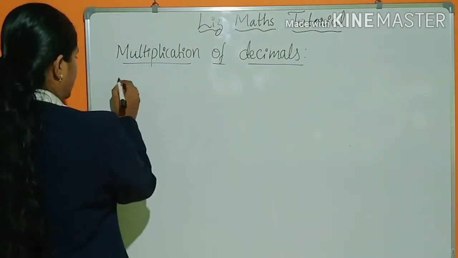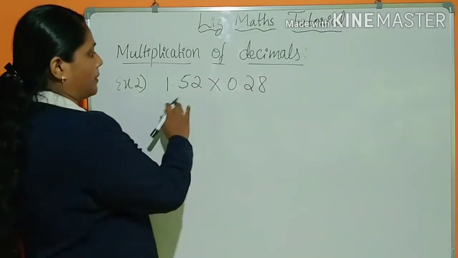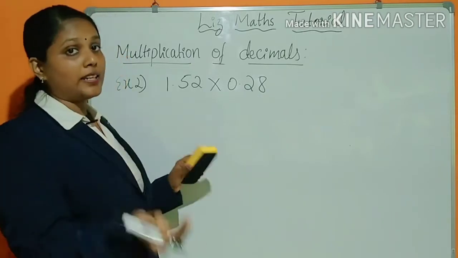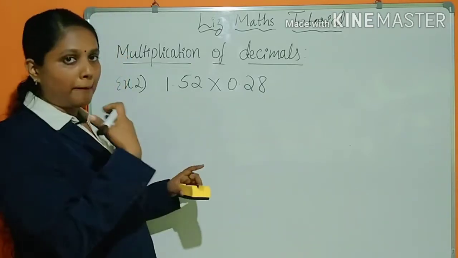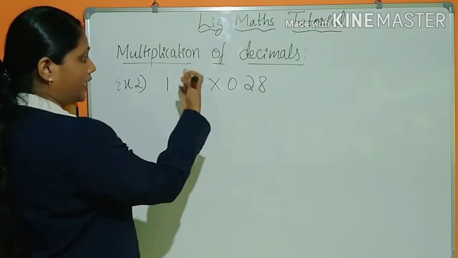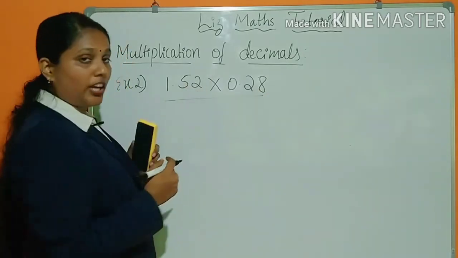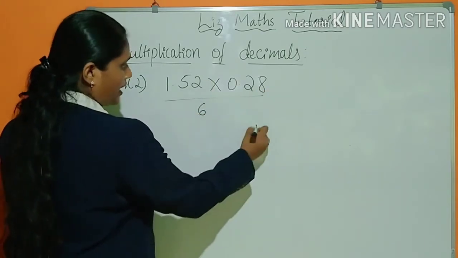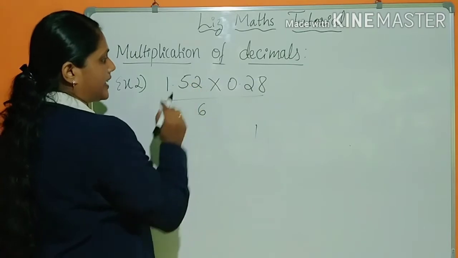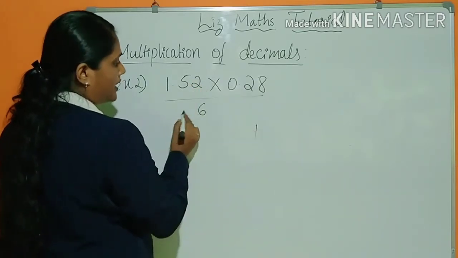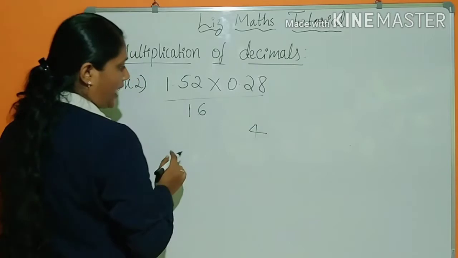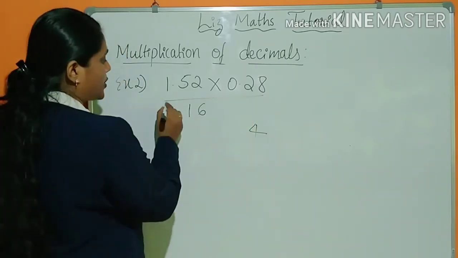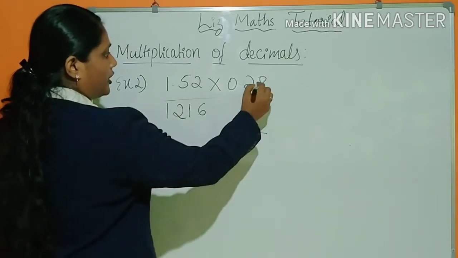Let me move on to the second example. 1.52 into 0.28. See here, 0.28 is the multiplier and 1.52 is the multiplicand. So you have to multiply this number with this number. We multiply the usual way. 8 2s are 16, 1 in your hand, and 8 5s are 40 plus 1 is 41. So 4 is in your hand, 1 you have written, 8 1s are 8, then plus 4 gives you 12. So 8 is over.